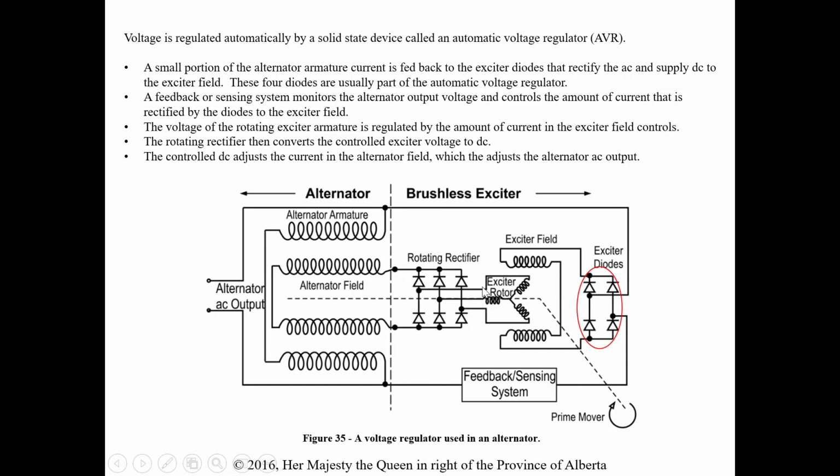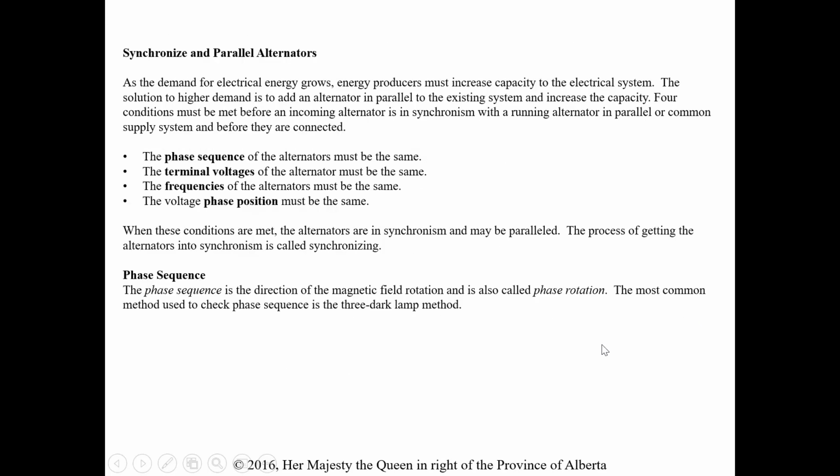That's taking the AC that's being generated here and putting it to DC for our field that's rotating within our actual alternator armature windings. So the controlled DC adjusts the current in the alternator field, which adjusts the alternator output. So again, it's constantly reading and feeding back to the system: hey, my terminal voltage dropped, increase the current, generate more voltage till it maintains. And that's going to do that automatically. So a lot nicer, obviously.